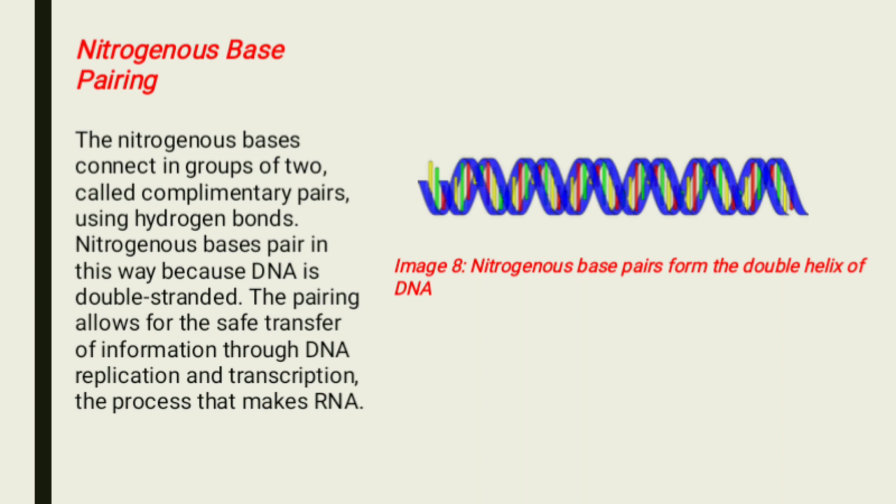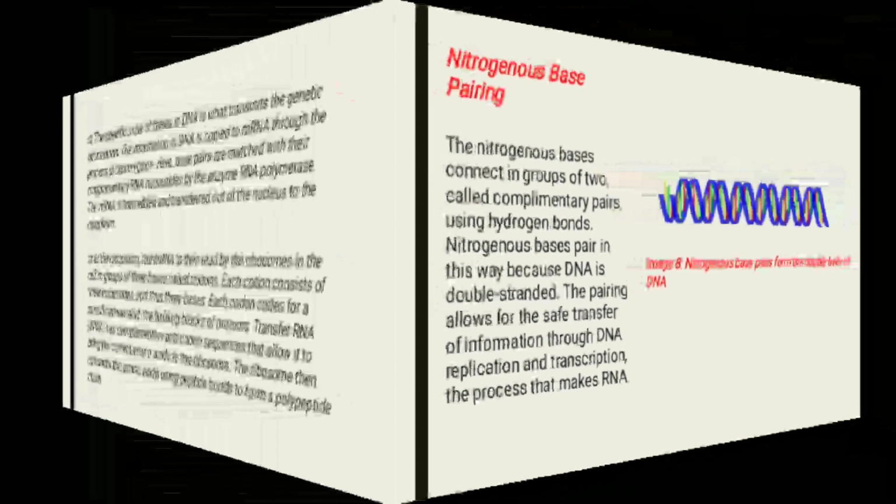Nitrogenous bases are always complementary. They connect in groups of 2, as these nitrogen base pairs are the way, because DNA is double stranded and the pairing allows for the safe transfer of genetic information, from DNA replication to transcription, the process that makes RNA. Transcription is nothing but the process that makes RNA.